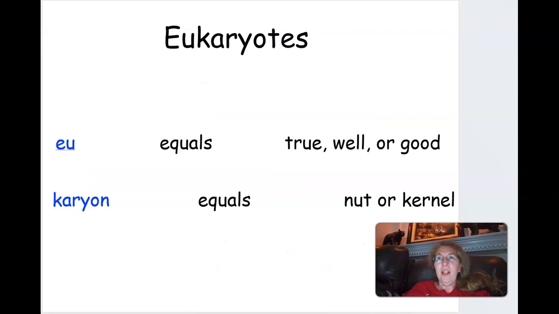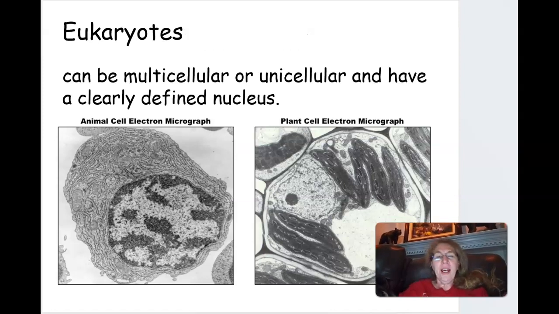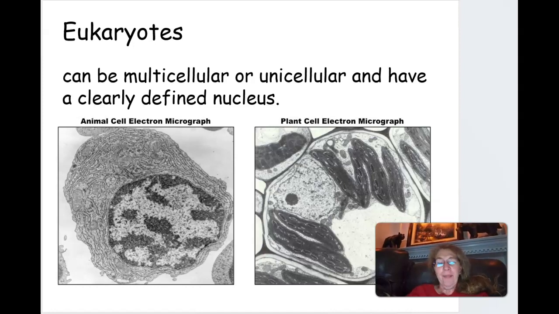Eukaryotes, on the other hand: eu means true, or good. So eukaryotes have a true nucleus. Eukaryotes come in many different forms. You have unicellular and multicellular. We are an example of a multicellular eukaryote. A paramecium would be an example of a unicellular eukaryote, or euglena, amoeba.